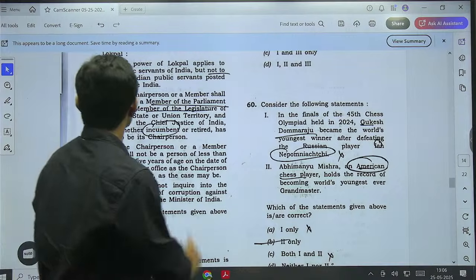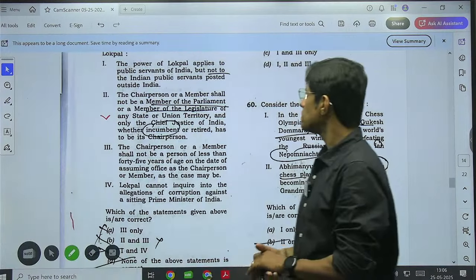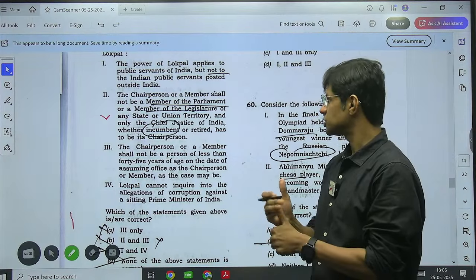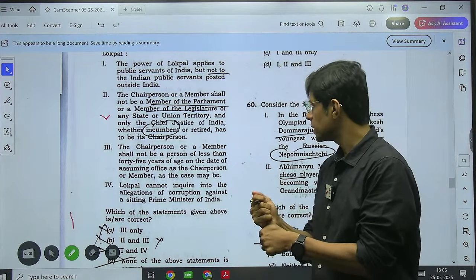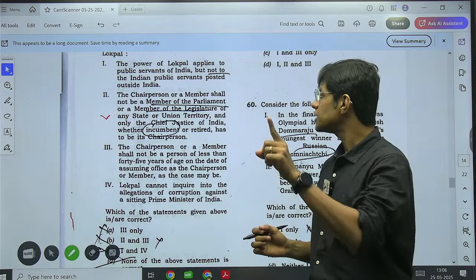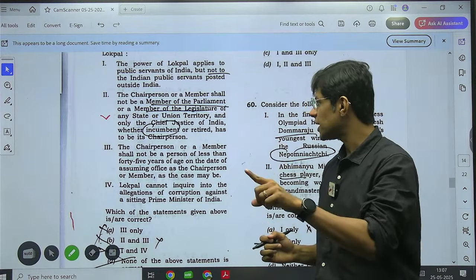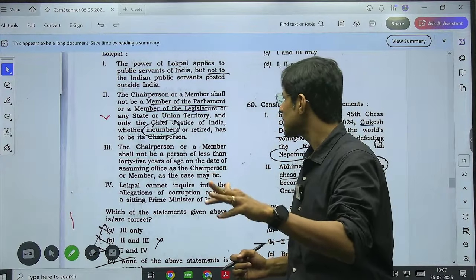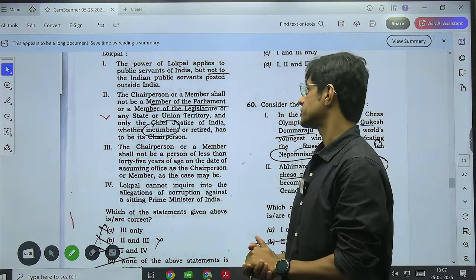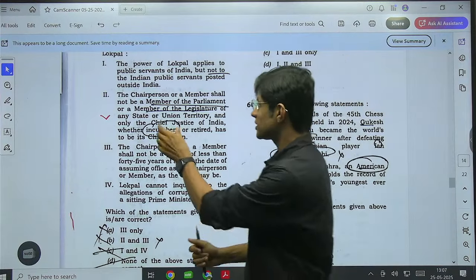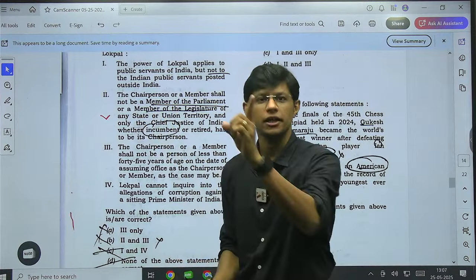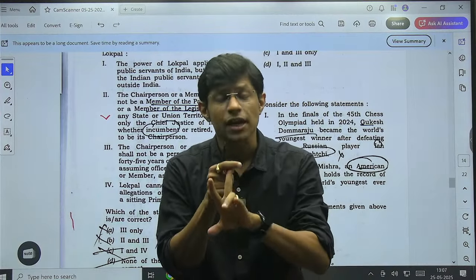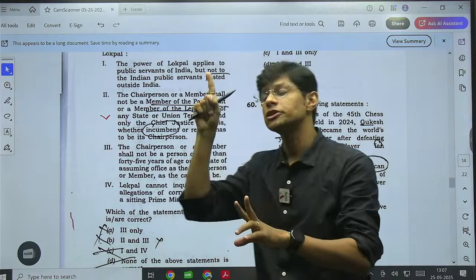Okay, so the next statement is: a chairperson or a member shall not be a member of Parliament or a member of the legislature of any state or UT, and only the Chief Justice of India, whether incumbent, that is serving, or retired, has to be its chairperson. Now see, yes, the first part of the second statement is correct. No member of Parliament, no member of a state legislature can be the chairperson of Lokpal.